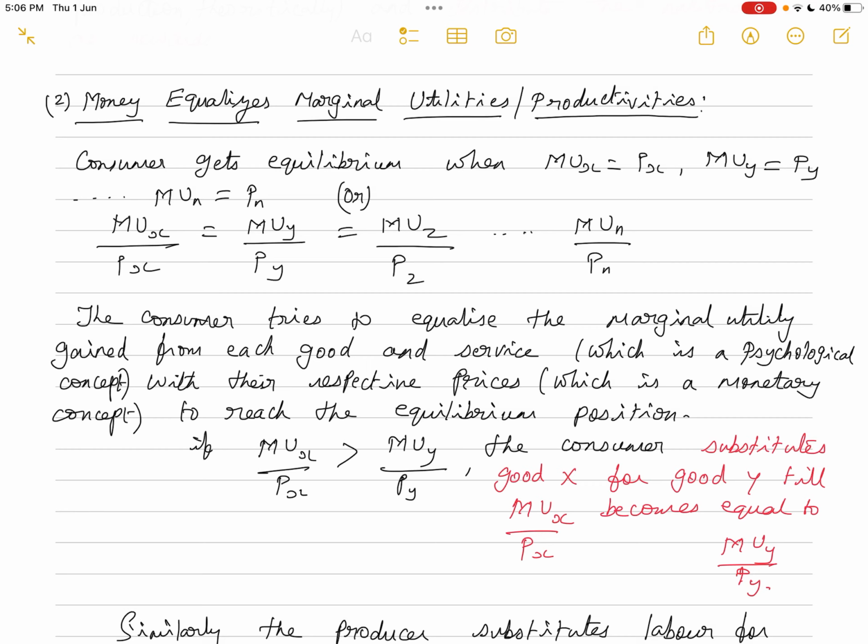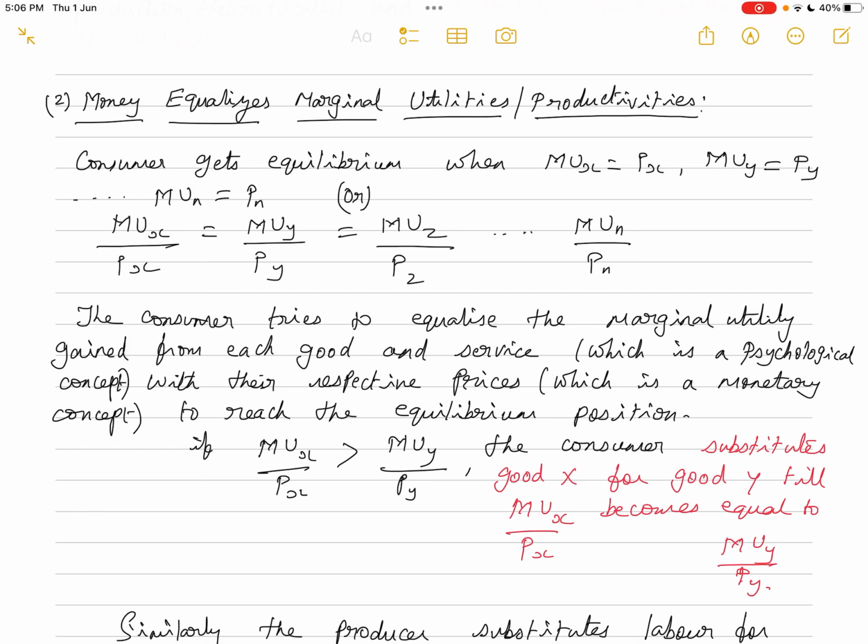Okay, because as long as we think that commodity X is giving us more satisfaction than commodity Y, we will spend our limited money income on commodity X only, isn't it? So till the marginal utility of commodity X equals the marginal utility of commodity Y, till then we will keep on substituting commodity X for commodity Y. So the consumer substitutes good X for good Y till MU of X divided by P of X becomes equal to MU of Y divided by P of Y.